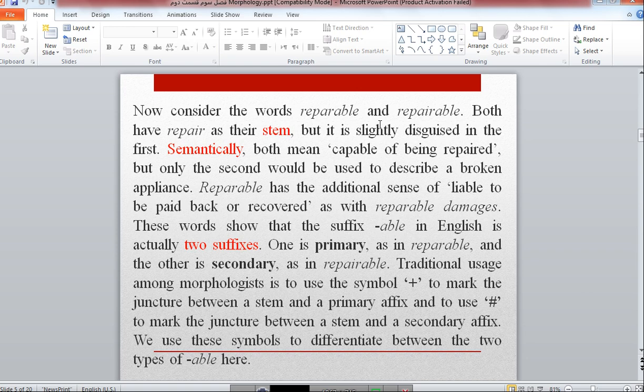These words show that the suffix able in English is actually two suffixes. One is primary, as in reparable, and the other is secondary, as in repairable. Traditional usage among morphologists is to use this kind of symbol you see here to mark the juncture between a stem and a primary affix, and to use this mark, this sign, to mark the juncture between a stem and a secondary affix. We use these symbols to differentiate between the two types of able here.